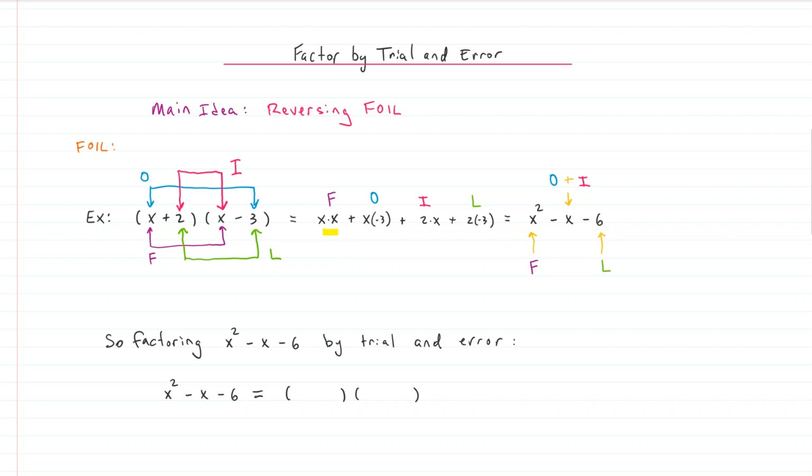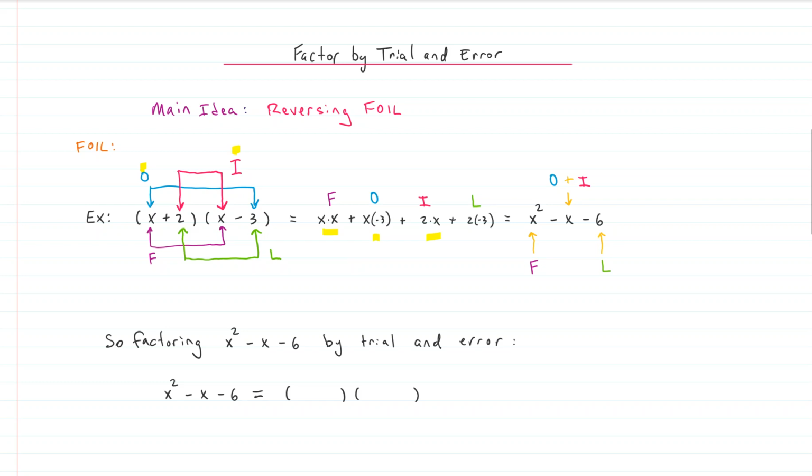The outer would be the O in blue, so it's the x in the x plus 2 and the negative 3 in the x minus 3. So it's the two far ends, if you're looking at it visually. So x times negative 3 gives us the O. The inner are the two inside terms, so the 2 from the x plus 2 and the x from the x minus 3. And that's in red, so we have 2 times x. And then the last, which is green, would be the 2 times the negative 3. So the second terms in each of the polynomials.